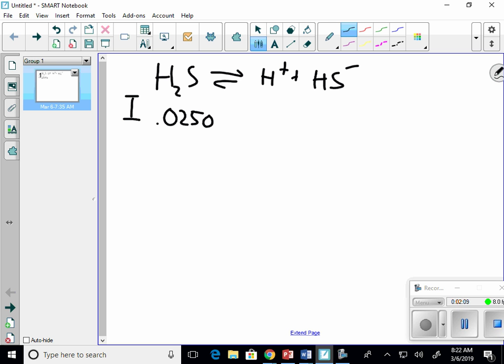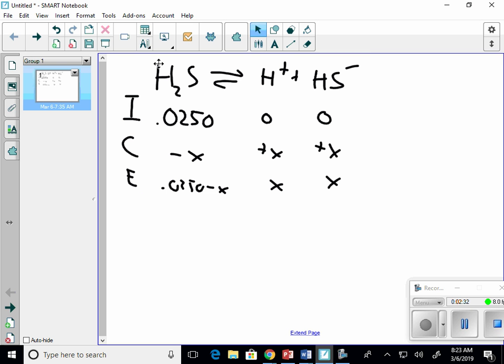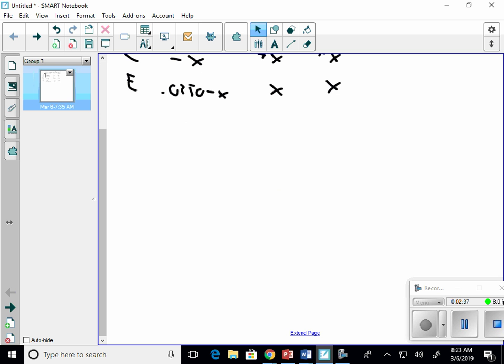There's my initial concentration from that problem. Again, normal ICE table. So far, so good. This problem is pretty simple. Now we do products over reactants equals K, just like we've done before.